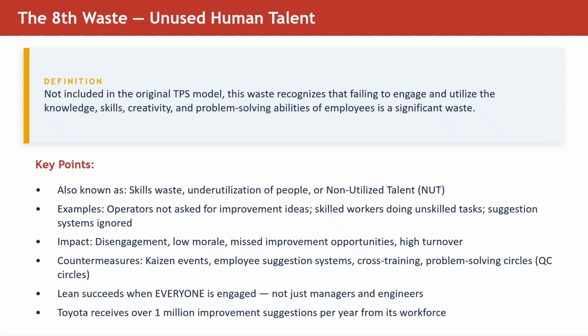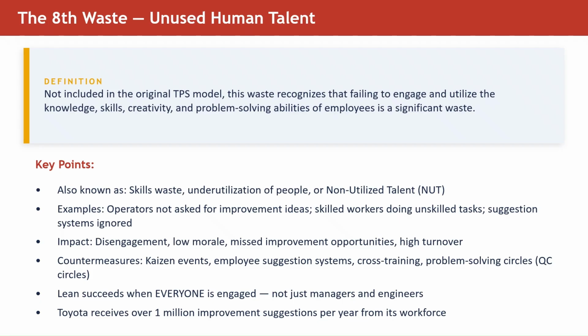Now, there is one more waste that is identified as the eighth waste. That is the unused human talent. This is not included in the original lean definition, but again, it is a very important waste, and the most important one. Unused human talent is the waste of not engaging, involving, or utilizing the full knowledge, creativity, and problem-solving ability of your workforce.